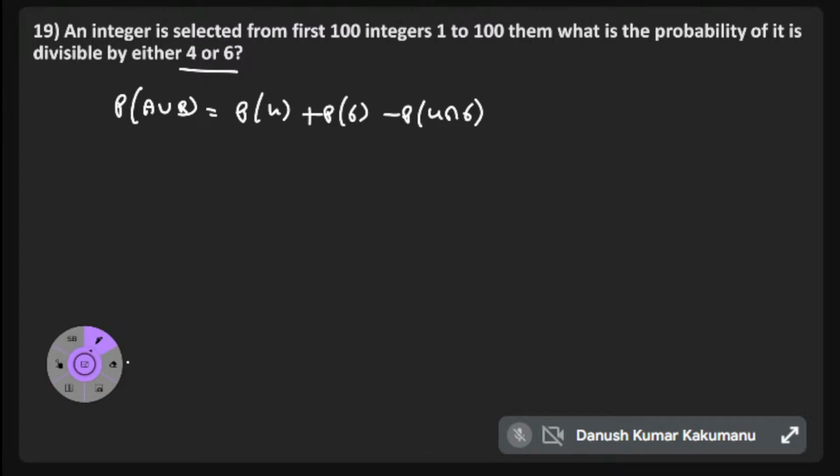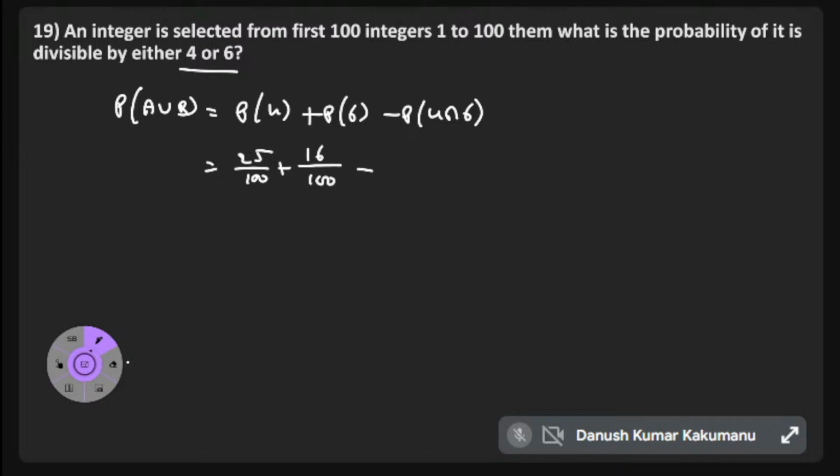How many are divisible by 4? Out of 100, how many are divisible by 4? 25, so this is 25 by 100. How many are divisible by 6? 1 to 100 integers are there. How many? 16. Yes or no? 16 by 100, minus how many are divisible by both 4 and 6?